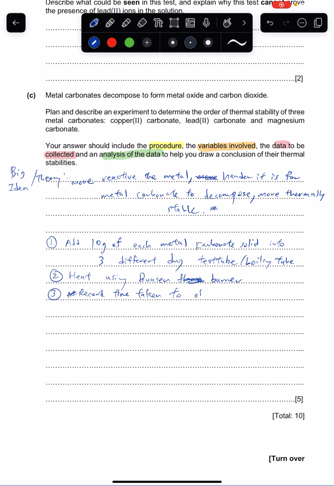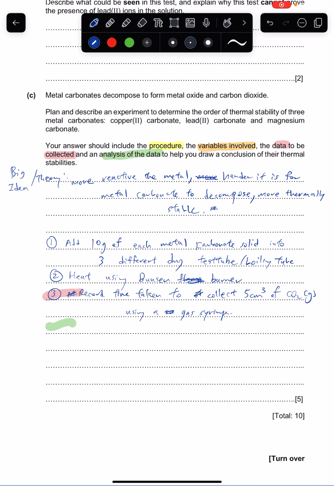Okay, so let's say time taken to collect 5 cm³ of CO2 gas using a gas syringe. That is your rate. That is what you're gonna do. And next you need to tell me how are you gonna use this data to tell you about the stabilities.